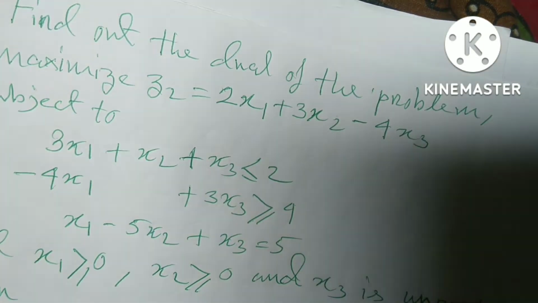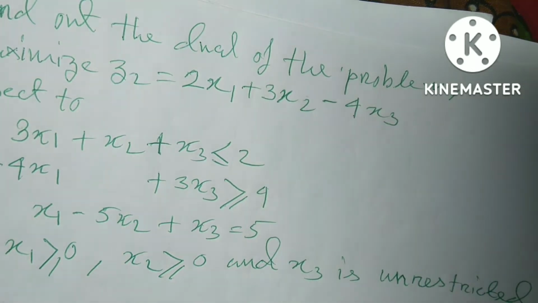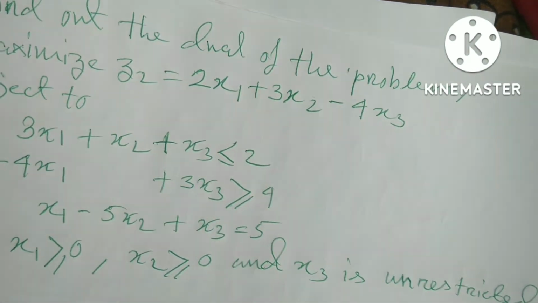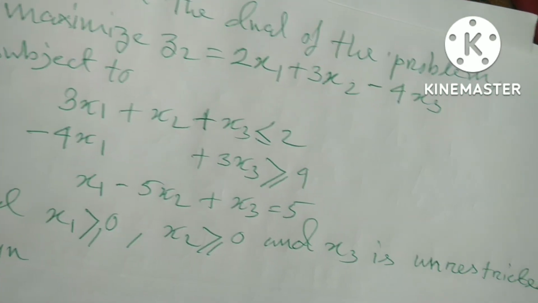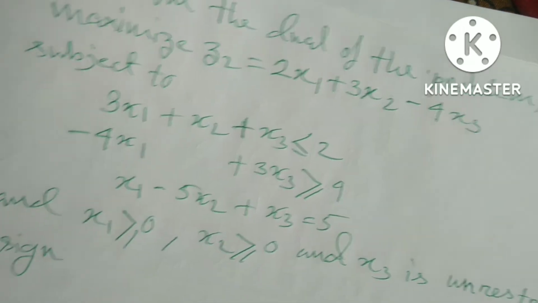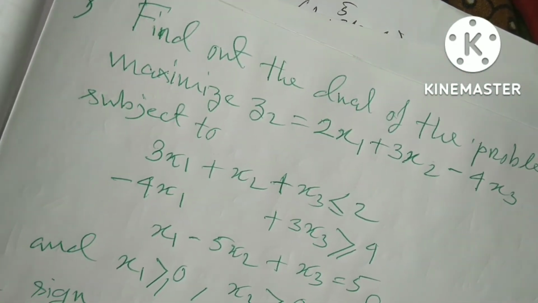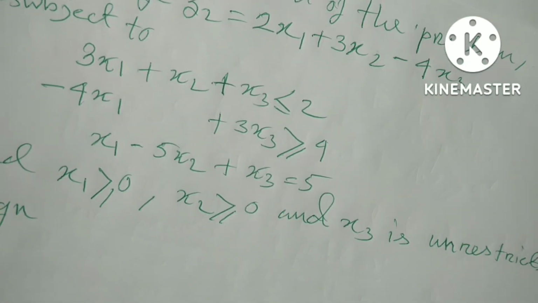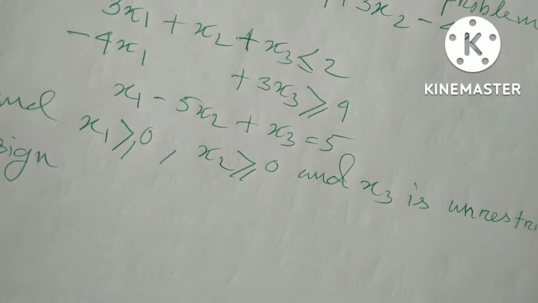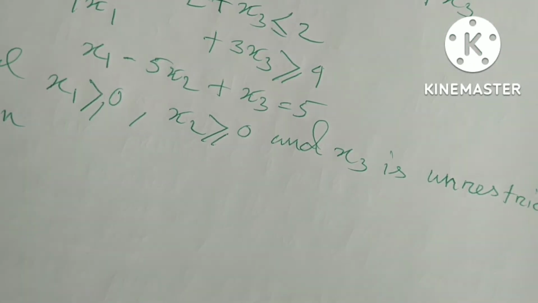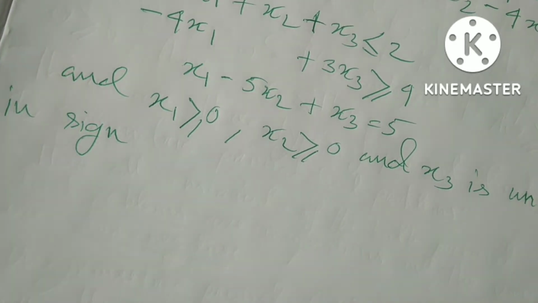So the next video is to find out the dual of the problem: maximize Z = 2x1 + 3x2 - 4x3, subject to 3x1 + x2 + x3 ≤ 2, and 4x1 - 3x3 ≤ 4, and x1 - 5x2 + x3 = 5, x1 ≤ 0, x2 ≤ 0, and x3 is unrestricted in sign.